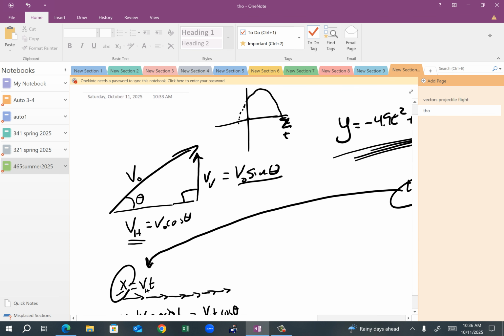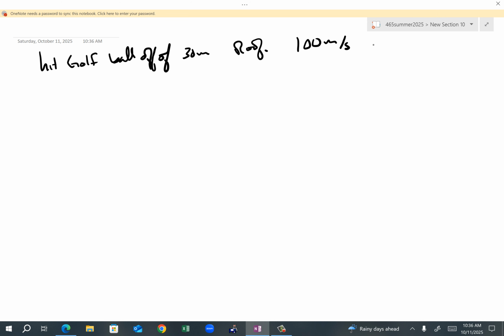So let's do a few. I hit the golf ball off of a 30-meter roof, at 100 meters per second. You crushed it. At a 30-degree angle. How far does it go? I don't know. Let's find out.